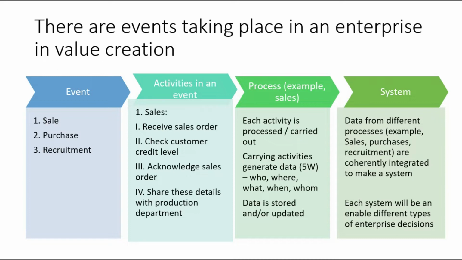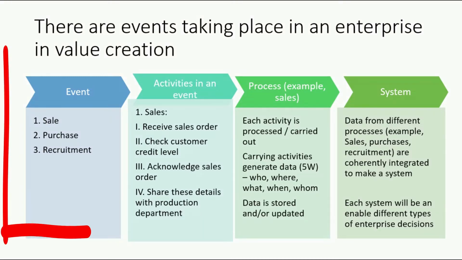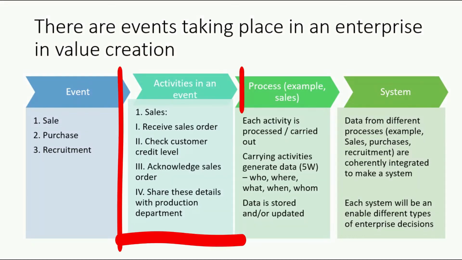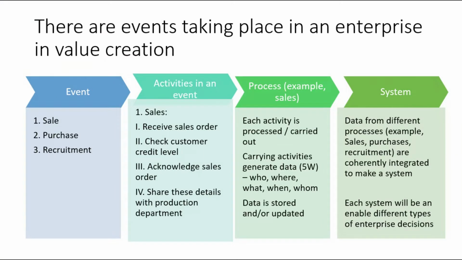There are events that take place in an enterprise for value creation. The events are such as sales, purchases, then human resources like recruitment. Then for each of these aspects of event, there are activities that take place. And these activities, when they are grouped together, they become processes, for example, order processing and so forth for sales.